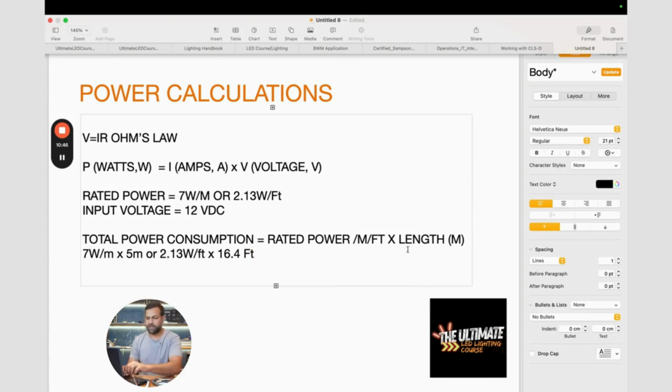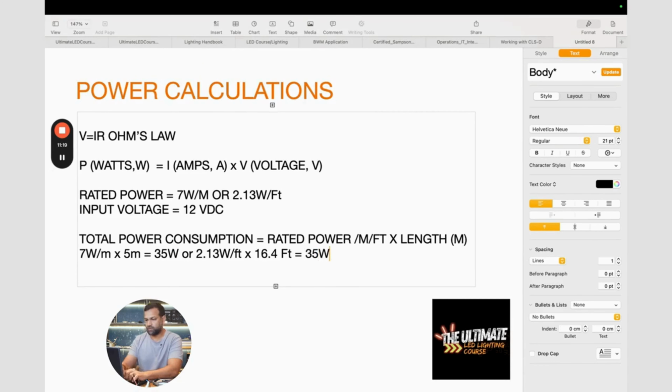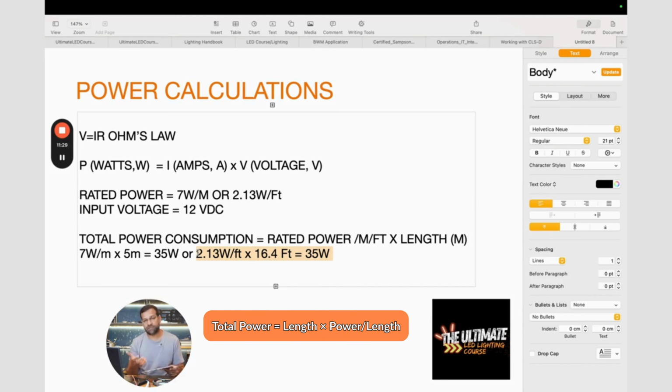And let's see what calculations we get on those. We know here it is going to be 35 watts, and with all the decimal points it's going to be 35 watts. So to understand the total consumption of your linear LED strip, it's going to be the length multiplied by the power rating per length. Now, it's a very basic calculation to understand the total power consumption of an LED system.